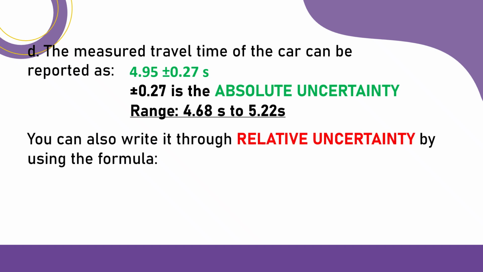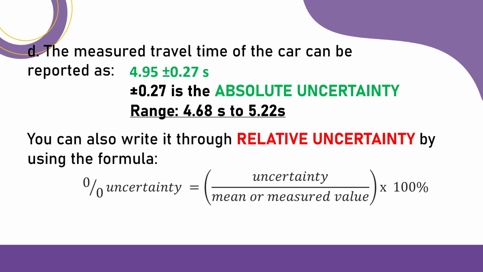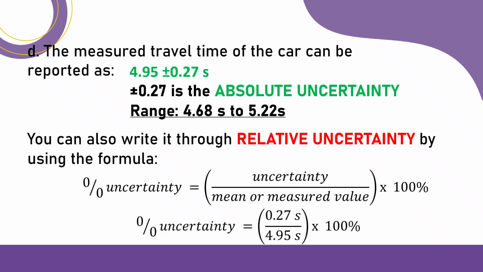You can also write it through relative uncertainty by using the formula: percent uncertainty is equal to the uncertainty divided by the mean or the measured value multiplied by 100. Or simply, we get now the standard deviation divided by the mean times 100, and the answer is 5.45%. That's the relative uncertainty.